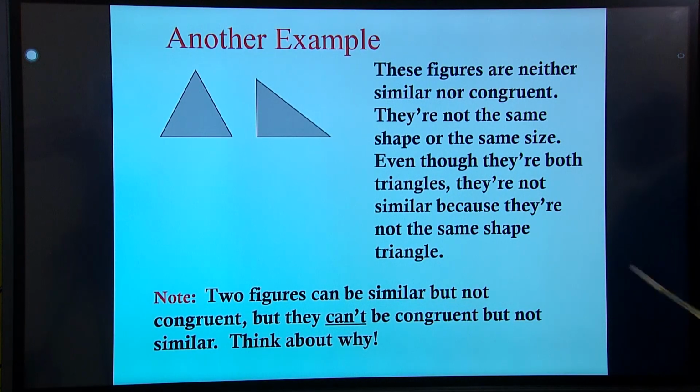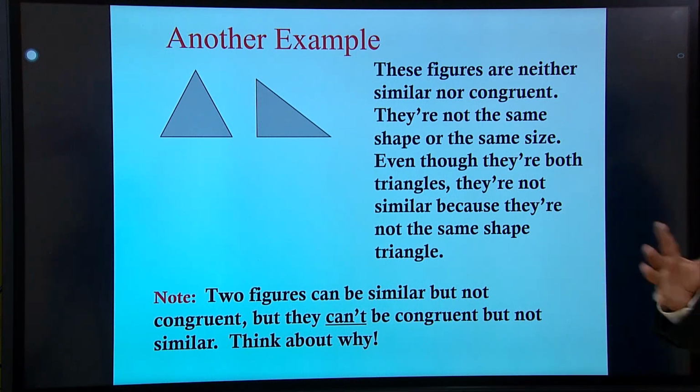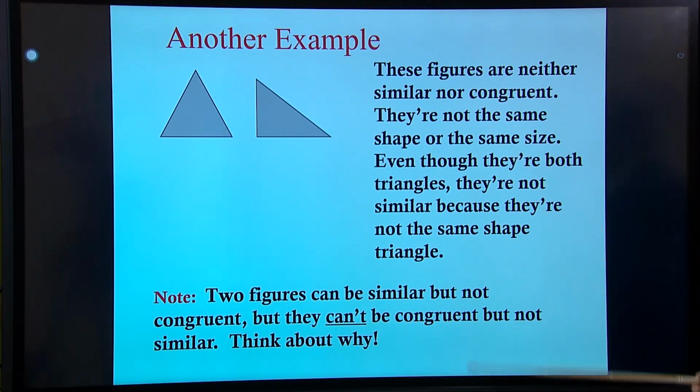I cannot say they can be congruent but not similar. If they are congruent, then they will have to be similar. Okay? If they are similar, they're not necessarily congruent because the size could be different. So there's a difference between the two types of shapes.